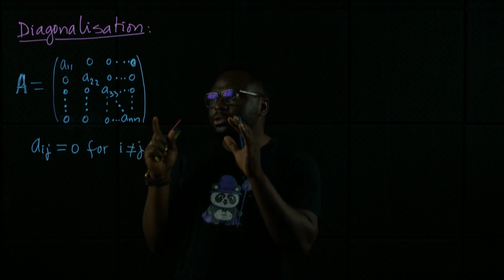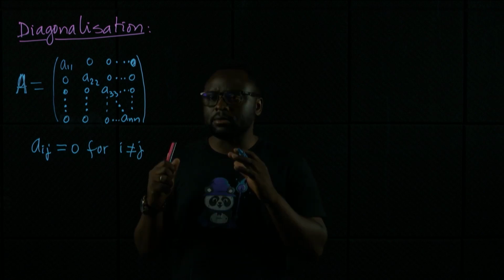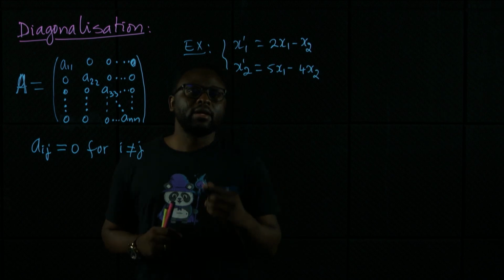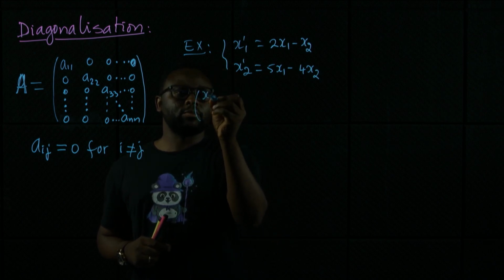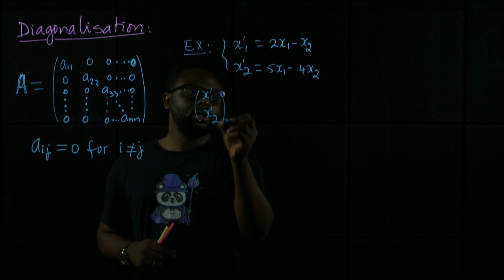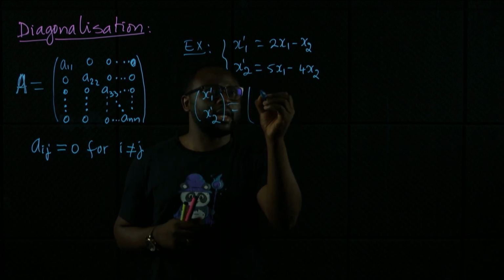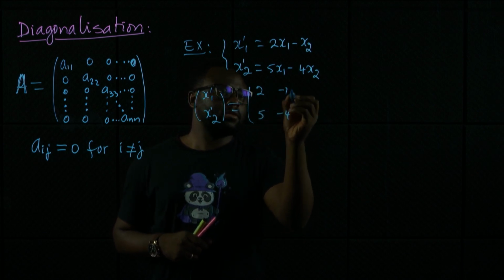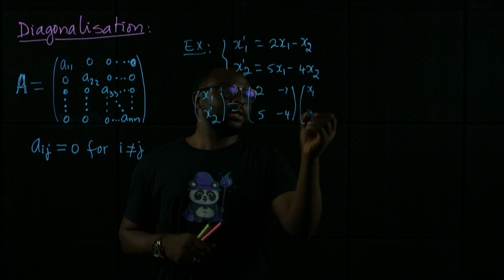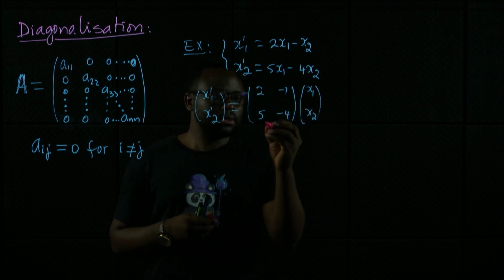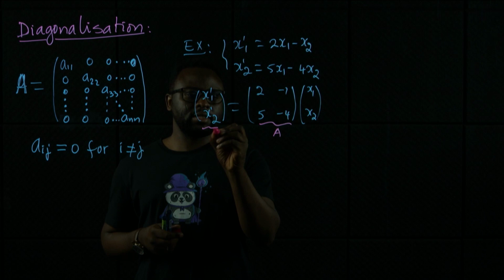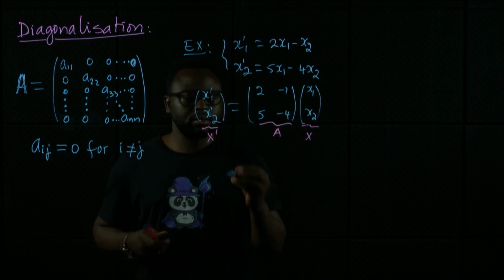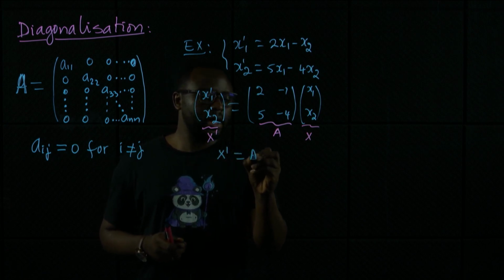So we want to use this diagonal matrix to solve a system of differential equations. As an example, we are given this system of differential equations. I can choose to write it as follows: x prime 1, x prime 2 is equal to a matrix, I'll call it matrix A, which is 2 minus 1, 5 minus 4. This matrix is multiplied by x1 and x2. This is the matrix A, and let's call this x prime, and this x. So we can write this as x prime is equal to Ax.